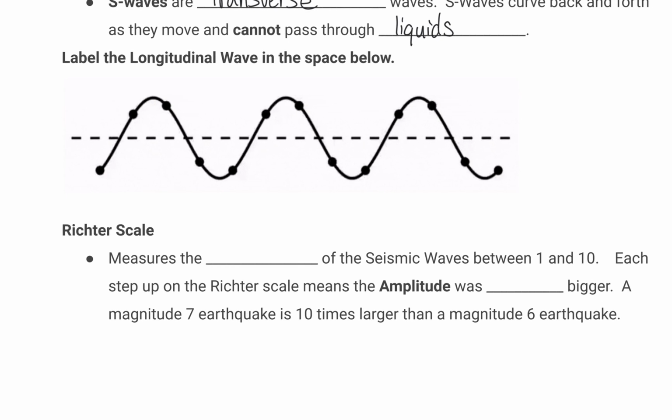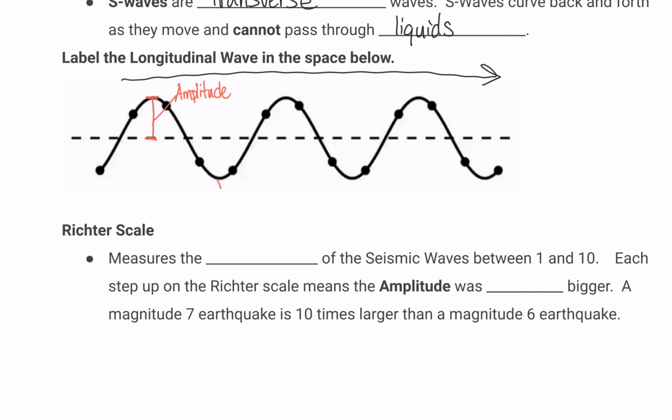So again, we're looking at a drawing of this transverse wave here. The wave would still be moving in this direction, but it's moving up and down and back and forth. And we're going to label the structures of this. So first, if you go from the very crest of that wave down to the middle of the wave, that's called the amplitude. The amplitude is the height of the wave.